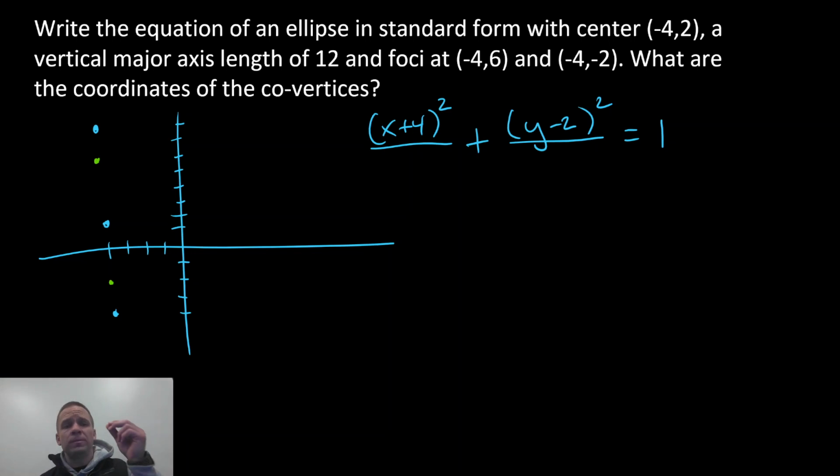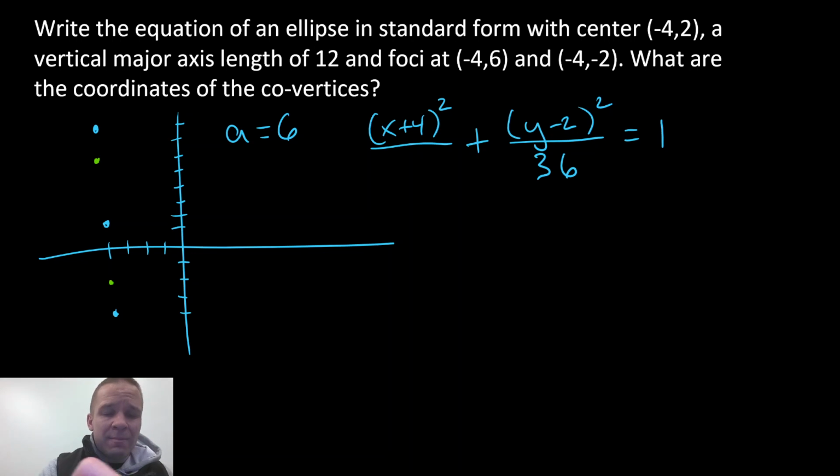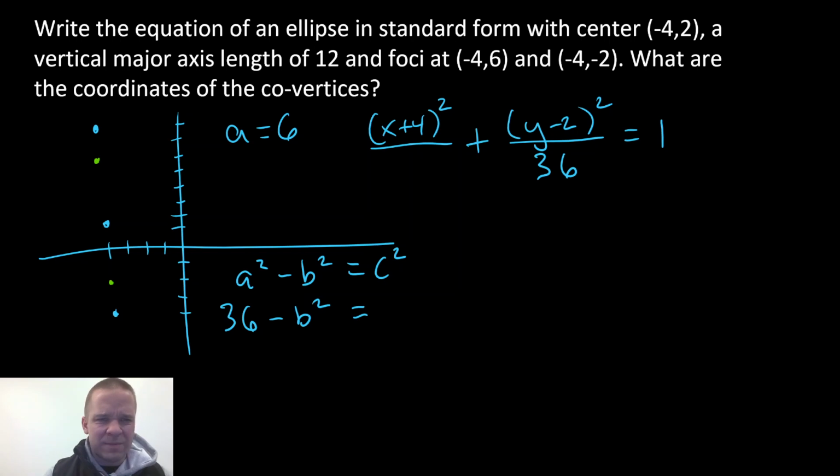And then since my vertical major axis has a length of 12, that means my A value, A equals 6, right? Because the length is 12. So half that's 6. 6 squared is going to give me 36. And then now we need to get our B value, which is associated with our X in this case. So for that one, I'm going to need A squared minus B squared equals C squared. So I know my A squared is going to be 36. I don't know my B squared, but what is my C squared? Have I gotten that yet? No, I have not.